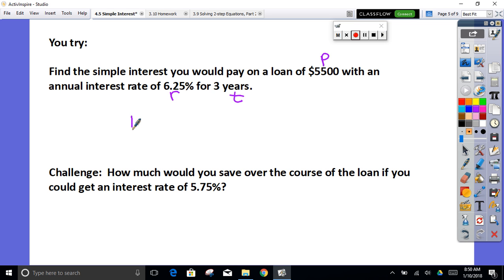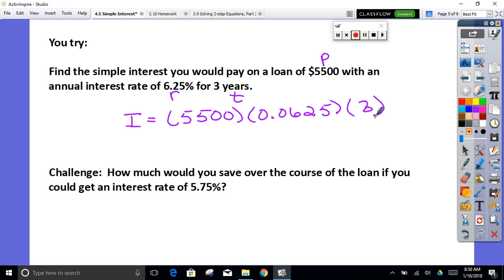5,500. Okay, let me put I equals first. Okay, 5,500. 0.065. Good. And 3. And what did you get as your answer? $1,013.25. Good. How many of you got that answer? Okay, excellent. Did anybody, I'll take volunteers on this, complete the challenge?